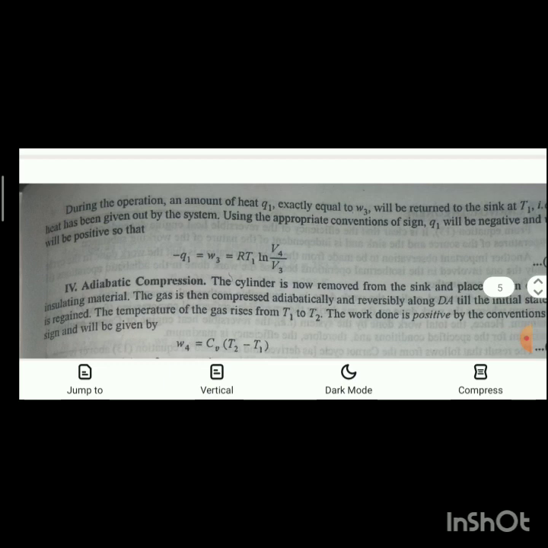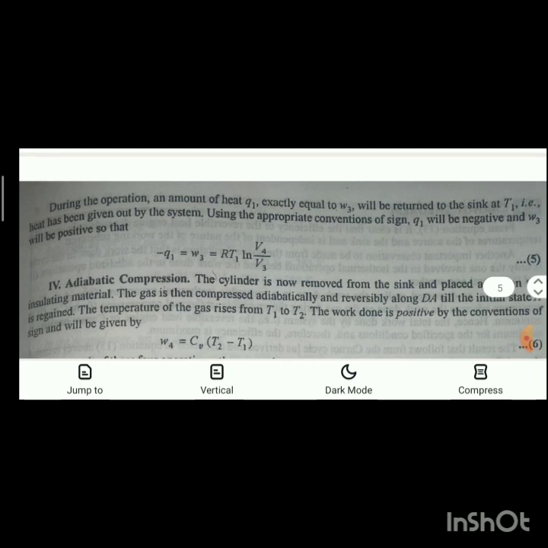During the operation, an amount of heat Q1 exactly equal to W3 will be returned to the sink at T1, that is, heat has been given out by the system. Using the appropriate convention of sign, Q1 will be negative and W3 will be positive, so that minus Q1 equals W3 equals RT1 ln V4 by V3.